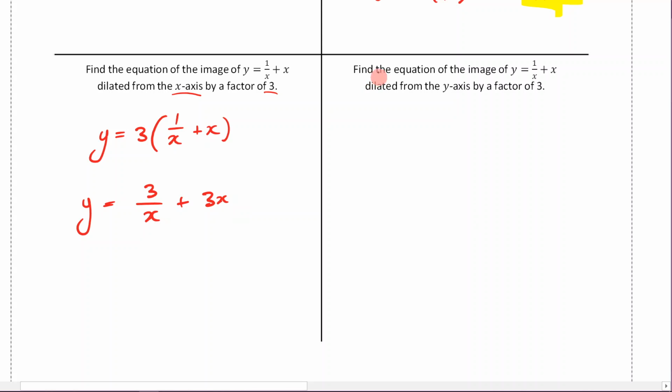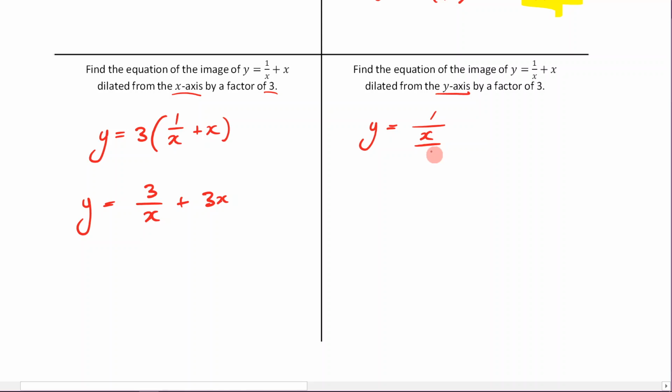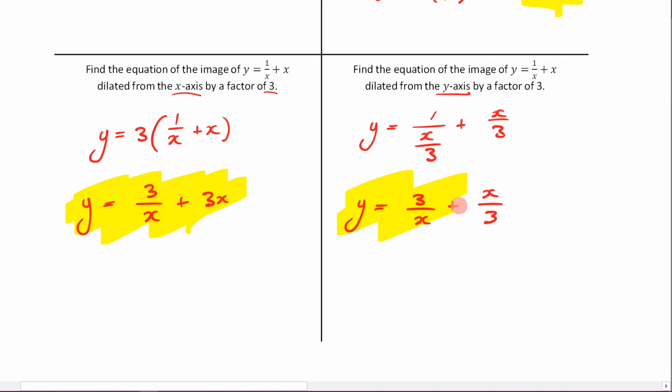Okay, then we have find the equation of the image of y equals 1 on x plus x dilated from the y-axis by a factor of 3. So in this instance, every time I see an x, I put into that x, x over what the factor is. So here, this is going to be x over 3 into that x position. A better way of writing this is going to be 3 over x plus x over 3. That's going to be my answer there. Let's highlight these. That is my answer here. This is my answer here.